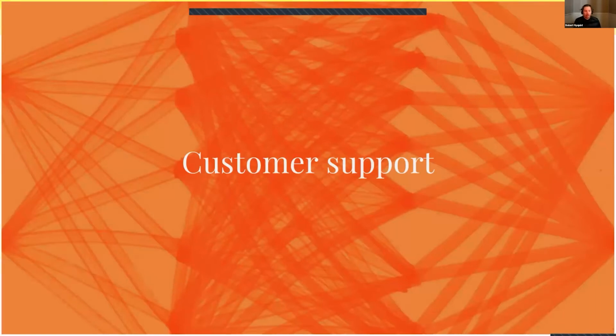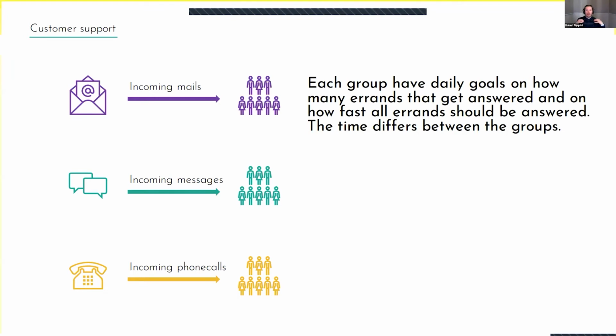So first of all, customer support. I'm going to go through how this company worked with scheduling how many people were working in customer support on a daily basis. So the company has 3 different ways to get errands from customers: incoming mails, incoming messages, and incoming phone calls. And then they have a group of people in every one of them, one group that handles incoming mails, one group for handling messages, and one for phone calls. And each group has their daily goals on how many errands get answered and how fast all errands should get answered. And then they have different times between the groups because it's different types of errands.